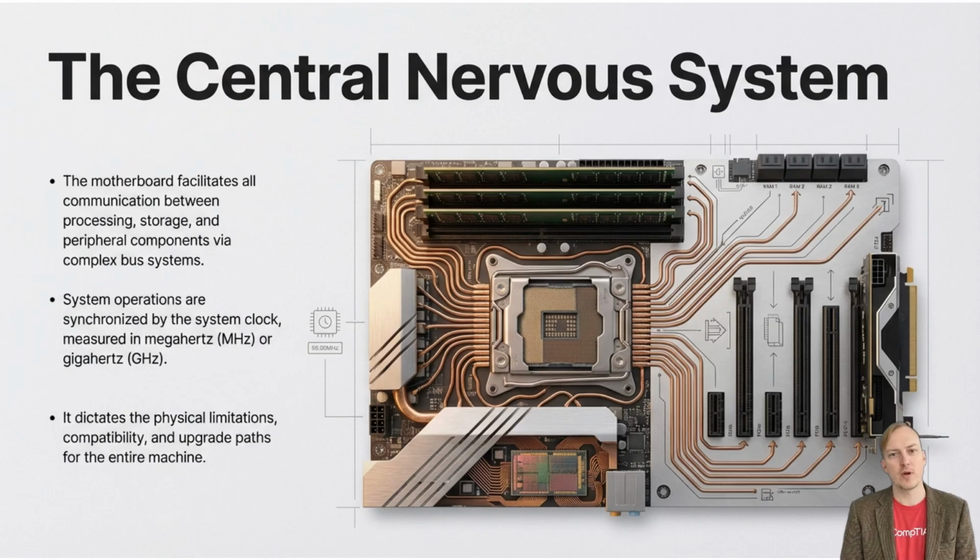Think of the motherboard as the central nervous system of the computer. It facilitates every single piece of communication between your processing, storage, and peripheral components via complex bus systems. All of these system operations are synchronized by the system clock, which is measured in megahertz or gigahertz. Ultimately, the motherboard you choose dictates the physical limitations, hardware compatibility, and future upgrade paths for the entire machine.